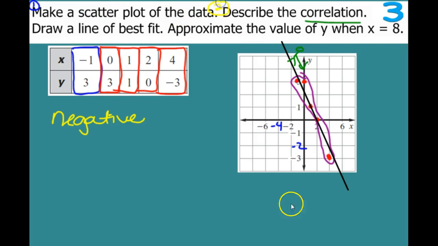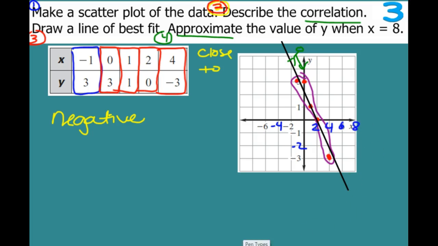So we did number 1, we made a scatter plot. We did number 2, we described the correlation. It's negative. Number 3, we drew a line of best fit. And then last, part 4: approximate the value of y when x is 8. Approximate again means guess. We're not plugging it into an equation. We're just going to get close to what y is when x is 8. So here these go by 2's, 2, 4, 6, 8. So 8's right on the edge of my graph.